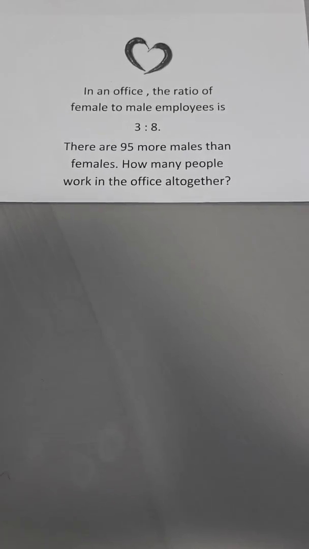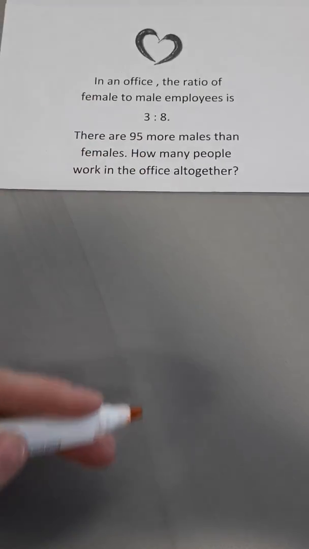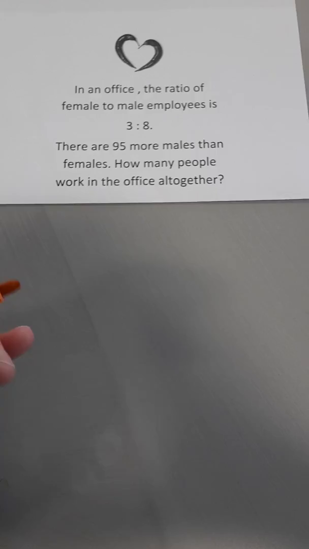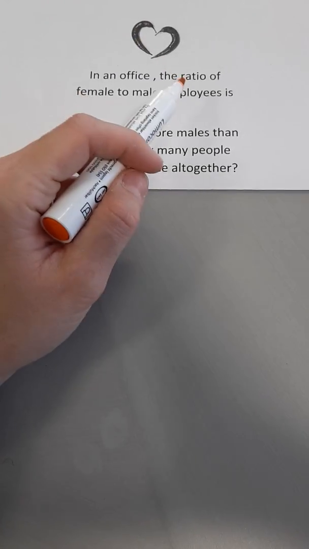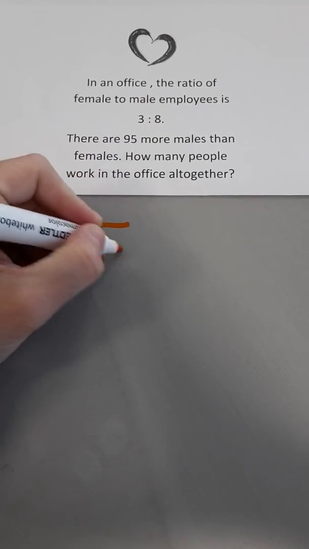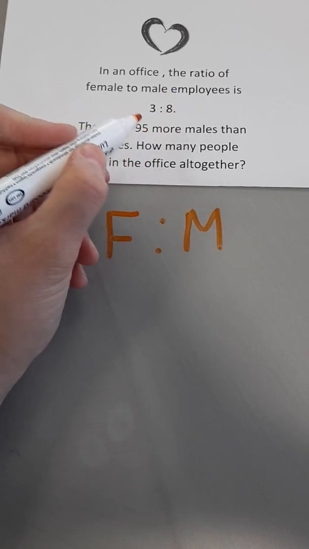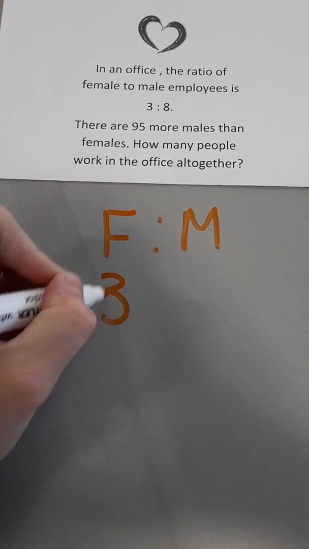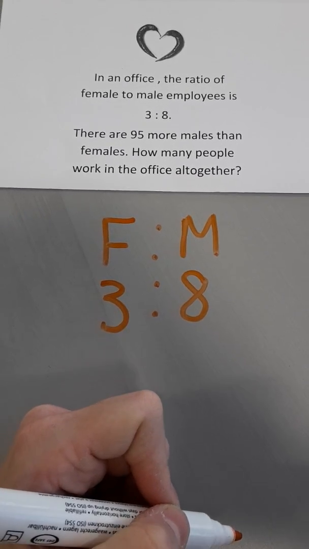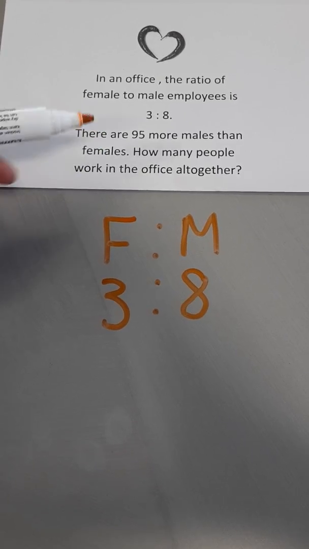So the first thing I'm going to do is write down all of the information I know, and I'm going to work down the page. This is really key to helping you understand what's going on. So it says a ratio of female to male. So I'm going to write F to M because that's the order it was mentioned in. And then this ratio will follow in the same order. So 3 represents females and 8 represents males. Then it says there are 95 more males than females.